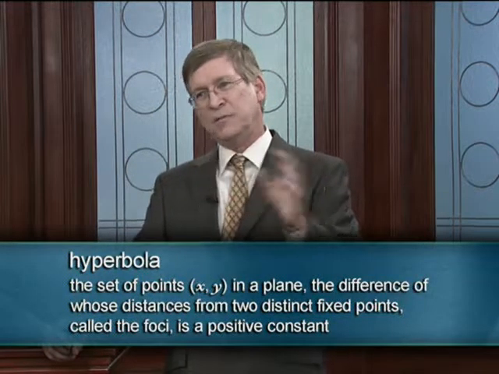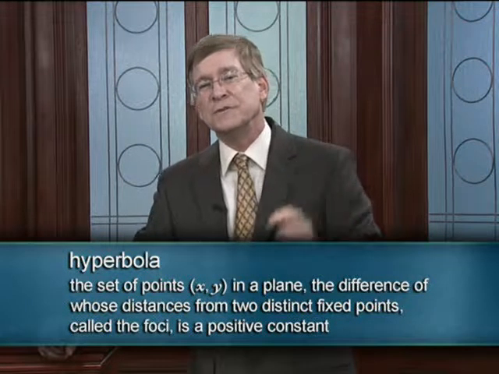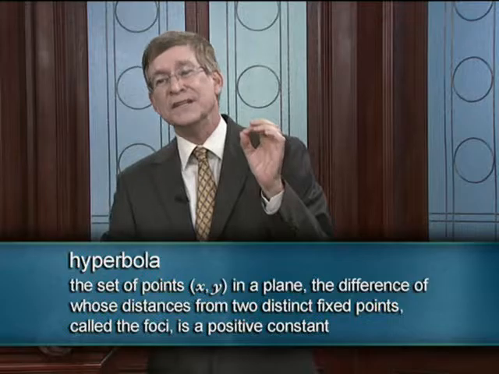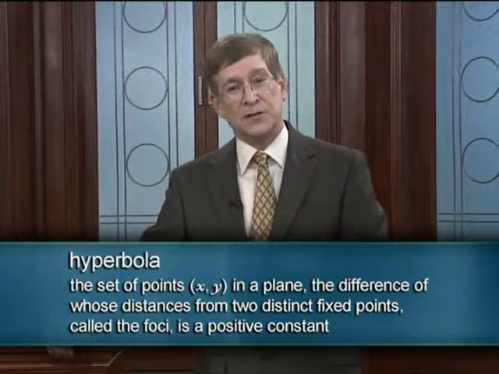Okay, so we'll start off the same way we did the other ones. We'll define it as a locus of points satisfying a certain property, and the property is very similar to that of the ellipse with a twist. Here it goes. A hyperbola is the set of points x, y in the plane, but now it's the difference of whose distances from two distinct fixed points, called the foci, is a positive constant.